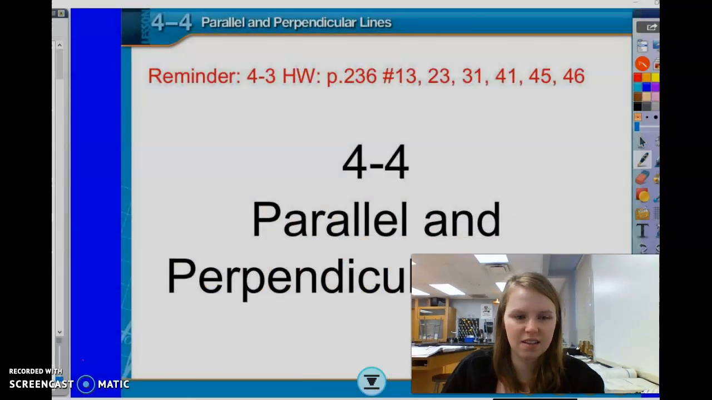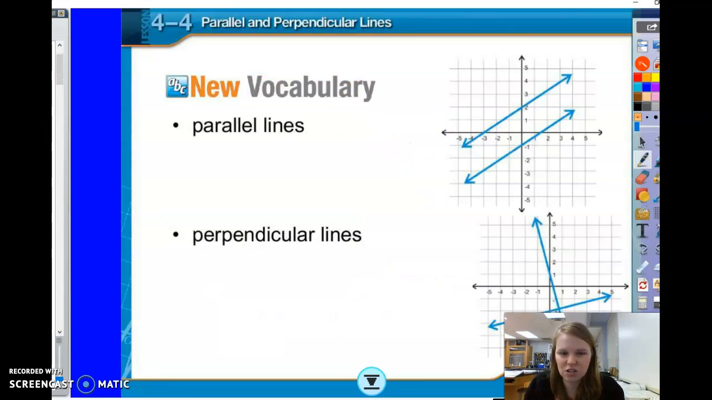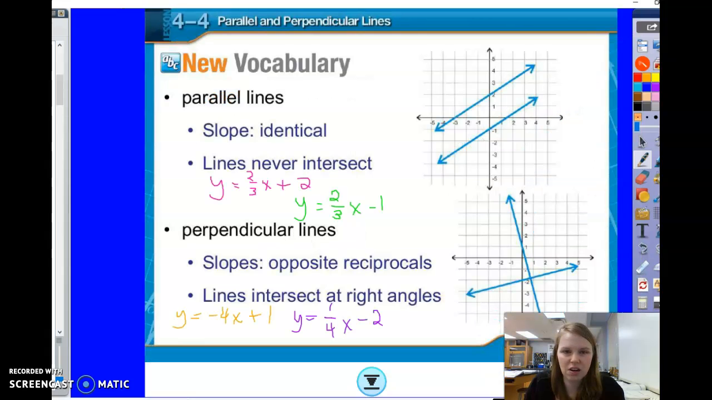Alright, we're going to take a look at Chapter 4, Lesson 4, which is about parallel and perpendicular lines. Previously we were working on writing equations in point-slope form, slope-intercept form, and standard form. Today we're going to use what we know to help us write equations, and this time we're changing up the slopes. Here are some vocab words that you're going to need.